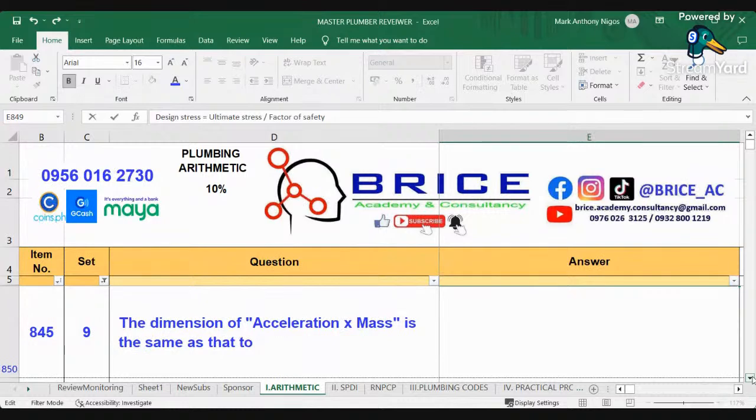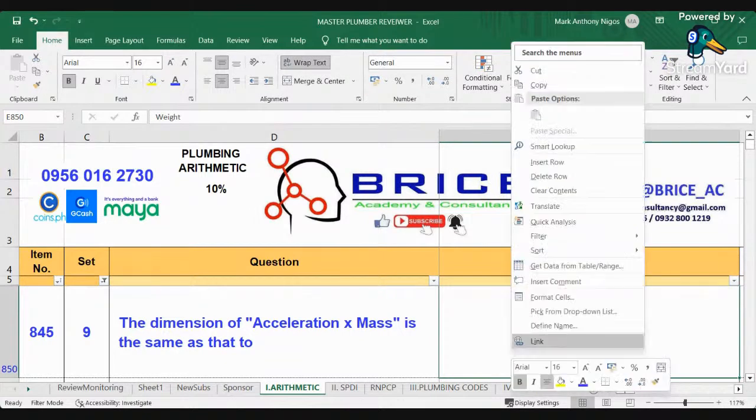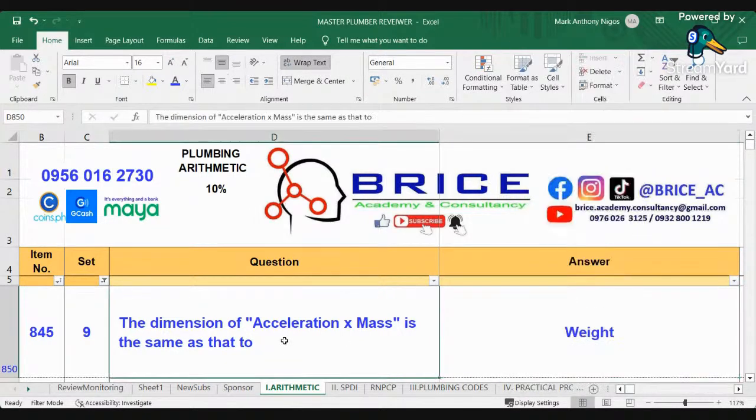845. The dimension of acceleration times mass is the same as that of what? The answer is weight. Dimension of acceleration multiplied by mass is the same as that of weight. The answer is weight.